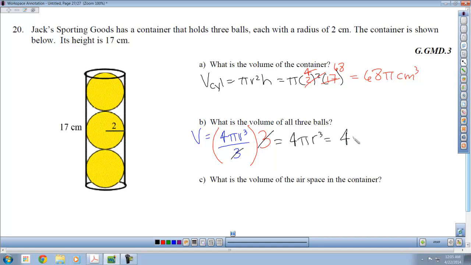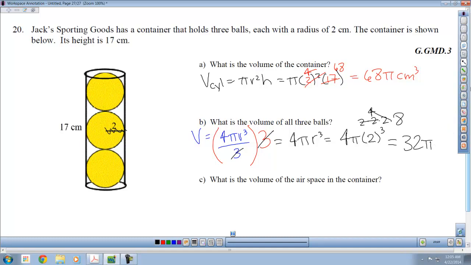So let's see what we get. What is the radius? Well, there it is right there. It's 2. And 2 to the 3rd power is what? 2 times 2 times 2. That's what? 4 times 2, or 8. And 8 times 4 pi all comes out to be 32 pi for all 3 balls at the same time.